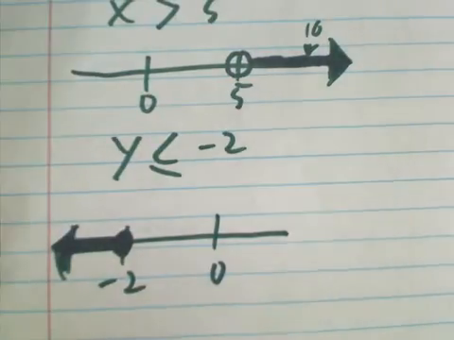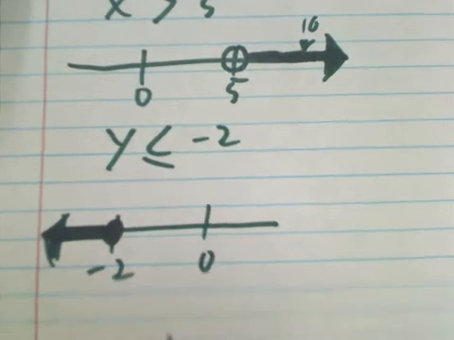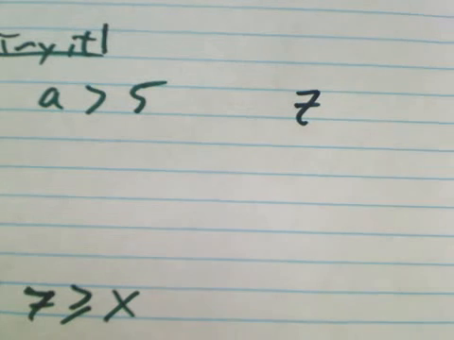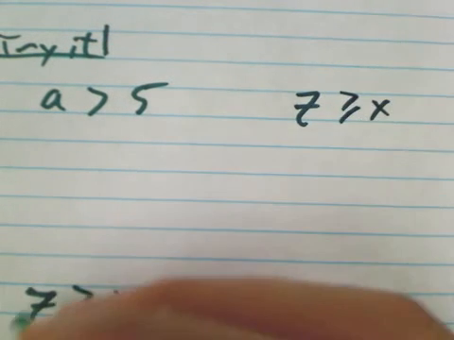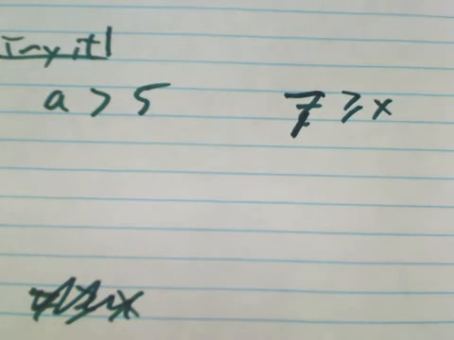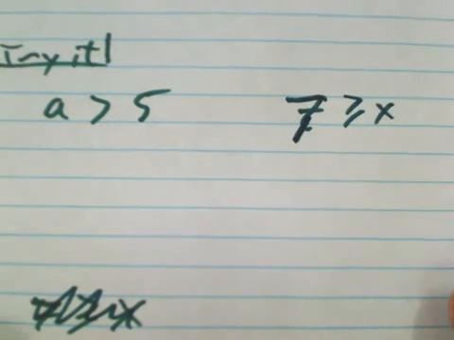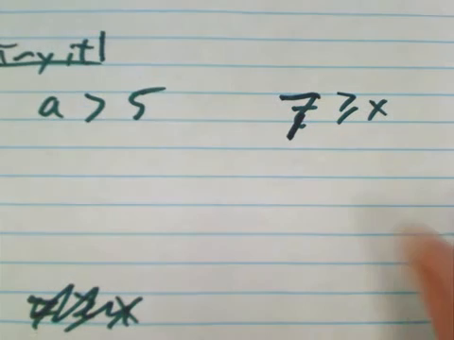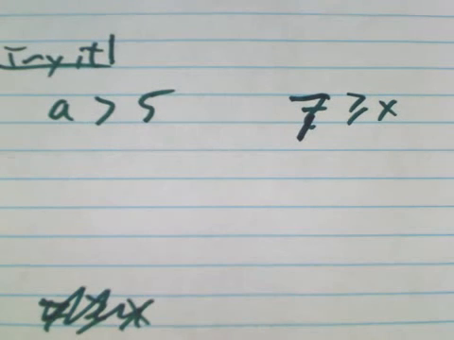Okay, I'm going to scooch this up. I'm actually going to redraw this so you can see them both at the same time. I just recopied that there. That's a 7. There you go. So a is greater than 5 and 7 is greater than or equal to x. I put this one in the reverse order. I put the letter on the other side, so be careful as you try that one. Go ahead and try those two.